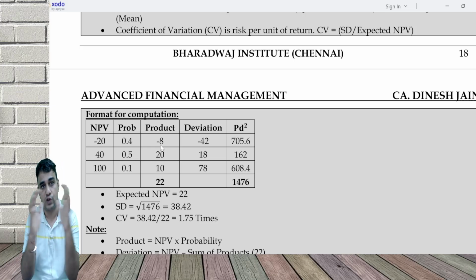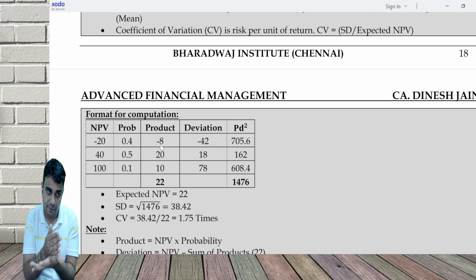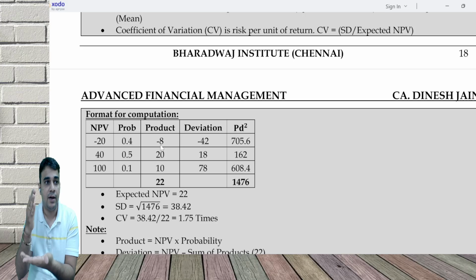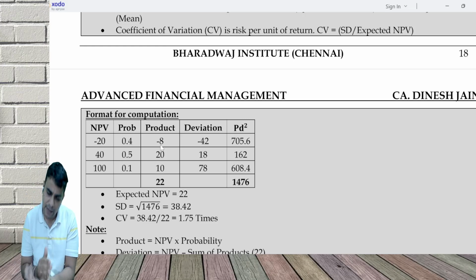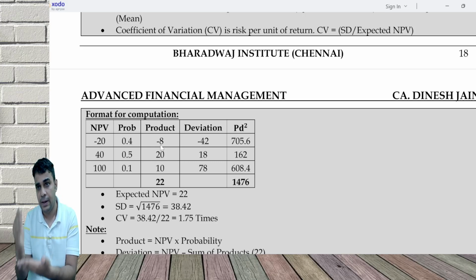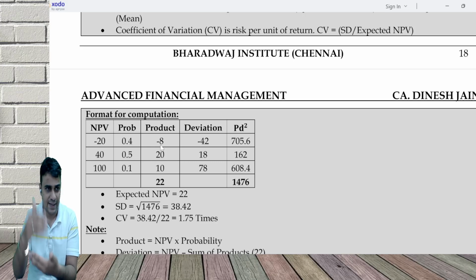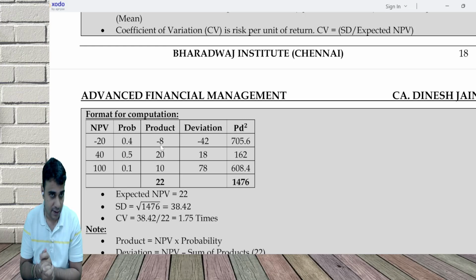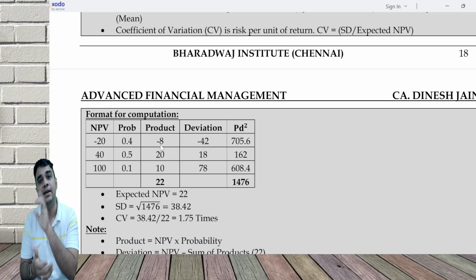One question where you have NPV available: NPV, probability, product, deviation, PD square. This gives you expected NPV directly and standard deviation directly. Some questions we will do cash flow, probability, product, deviation, PD square. When to do those things, I'll explain as we proceed. So that will give you expected cash flow and standard deviation of every year.